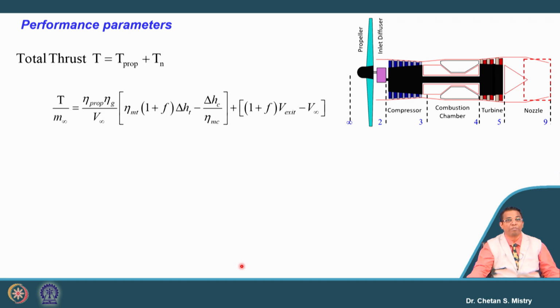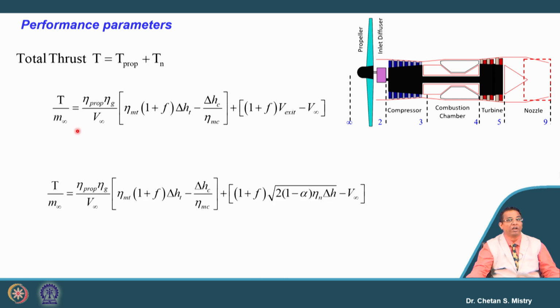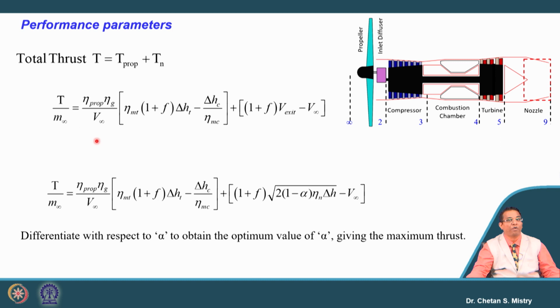Let's put this in the formulation, taking m infinity on the other side. Now in this case we have information about V infinity, or V exit. V exit we are writing in the form of 1 minus alpha. So let me rewrite the formulation. The thrust generated by a turboprop engine, incorporating both the propeller and the nozzle contributions, will be my equation. Now the question comes: sir, what do we mean by alpha?